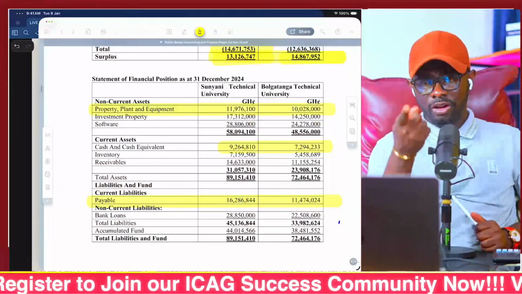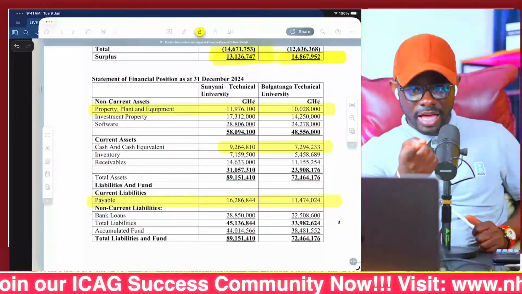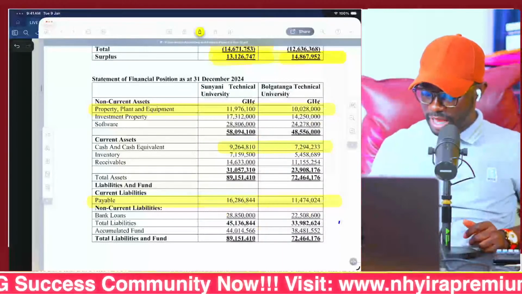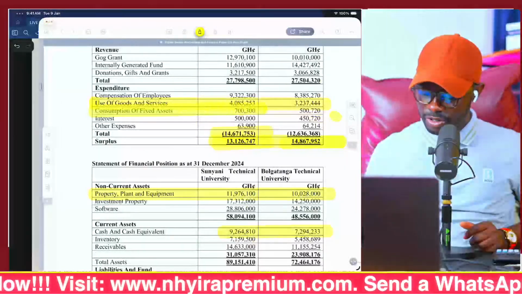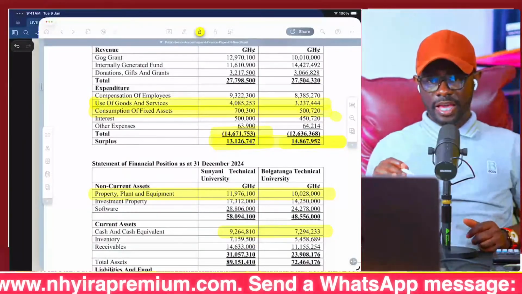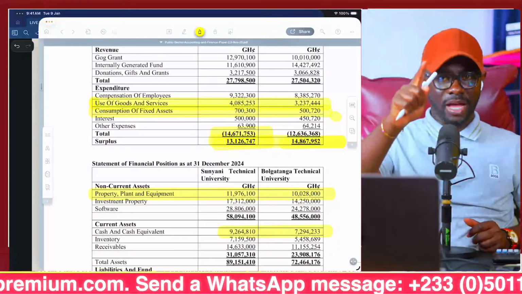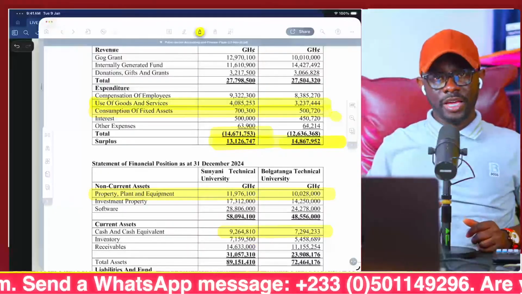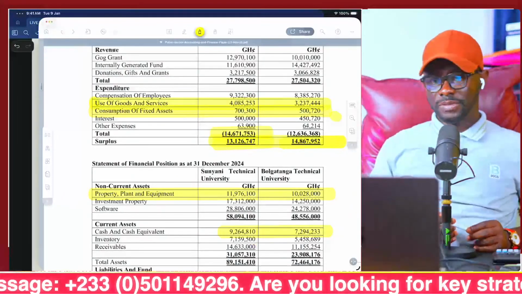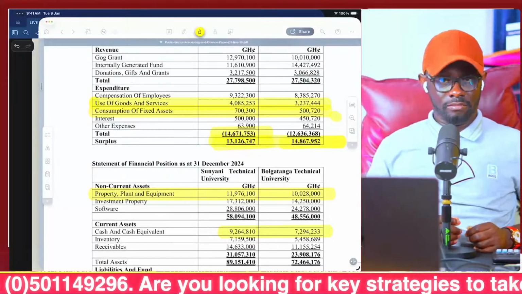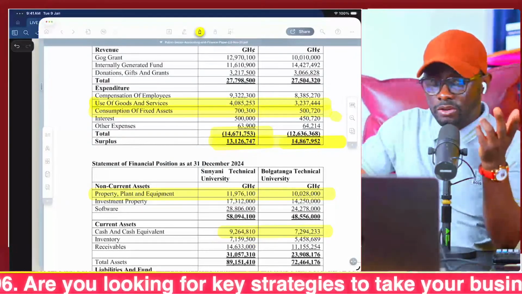Okay, so that closing figure was arrived at after they charged consumption of fixed assets for the year. And so we're going to be adding that back and then subtracting the assets from the beginning, and then boom, we can get our capital expenditure for the year under review. That's one school of thought.